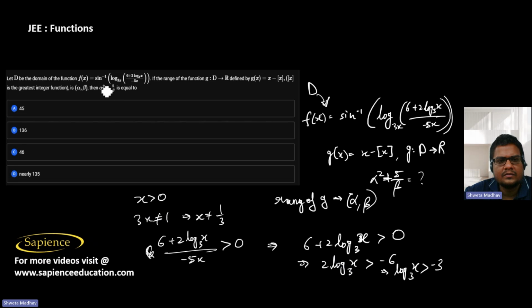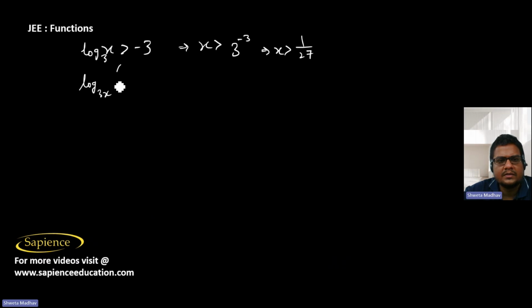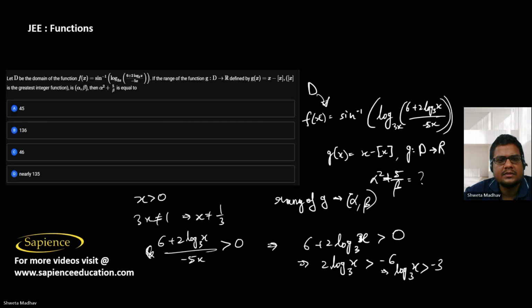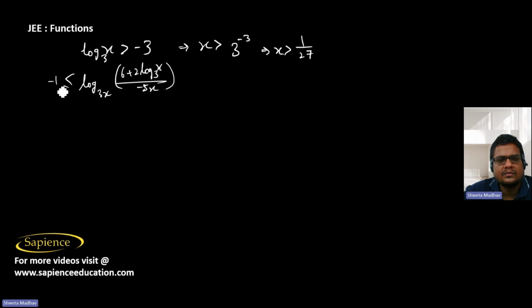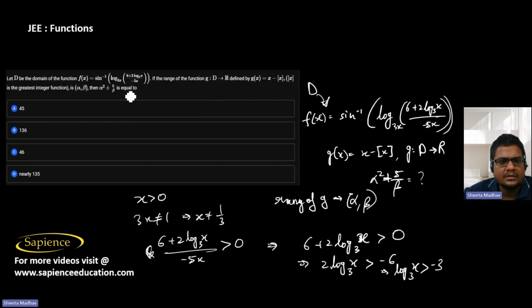And then this: sine inverse of (6 plus 2 log x base 3) divided by minus 5x. That should be from minus 1 to 1, since sine inverse y is defined only if y is from minus 1 to 1.